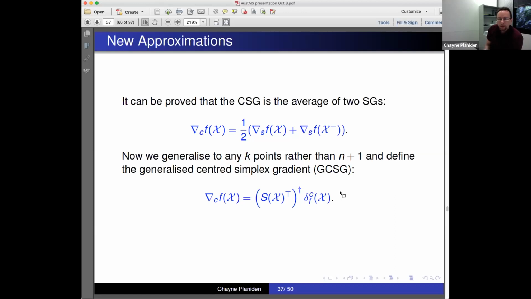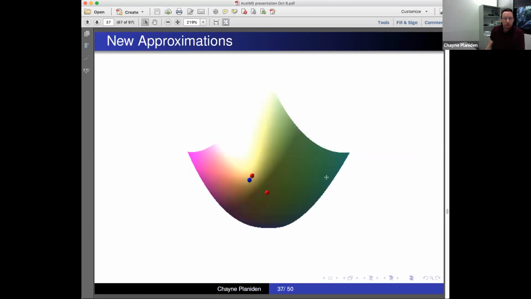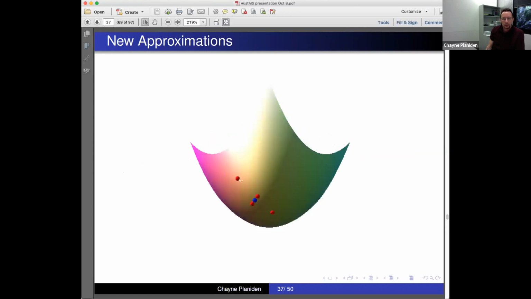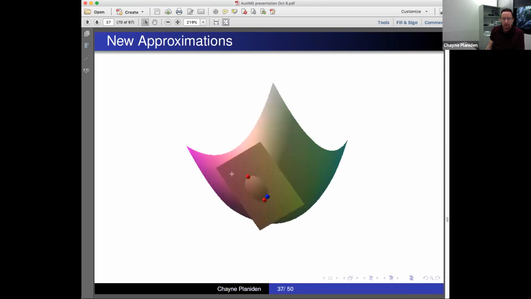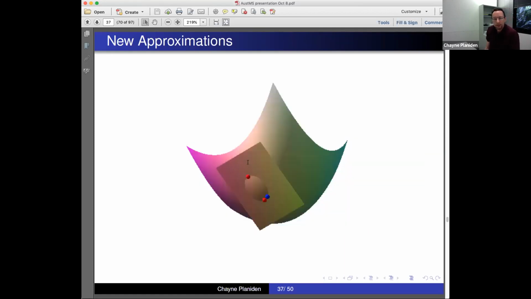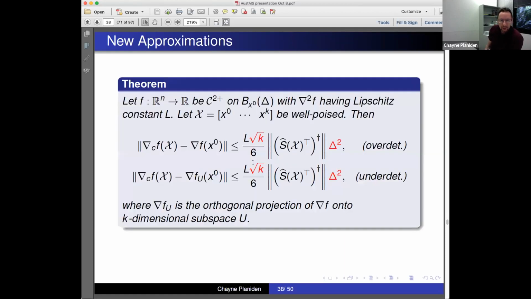a nice error bound. Here's the visual of the centered simplex. This is the same as before. Here's the linearization that we saw before. Then you take the reflection of these two red points about the blue point, and there are the other two points there. So you define the other linear function as well, and you find those two gradients and take the average. So your accuracy is improved by an order of magnitude on delta.